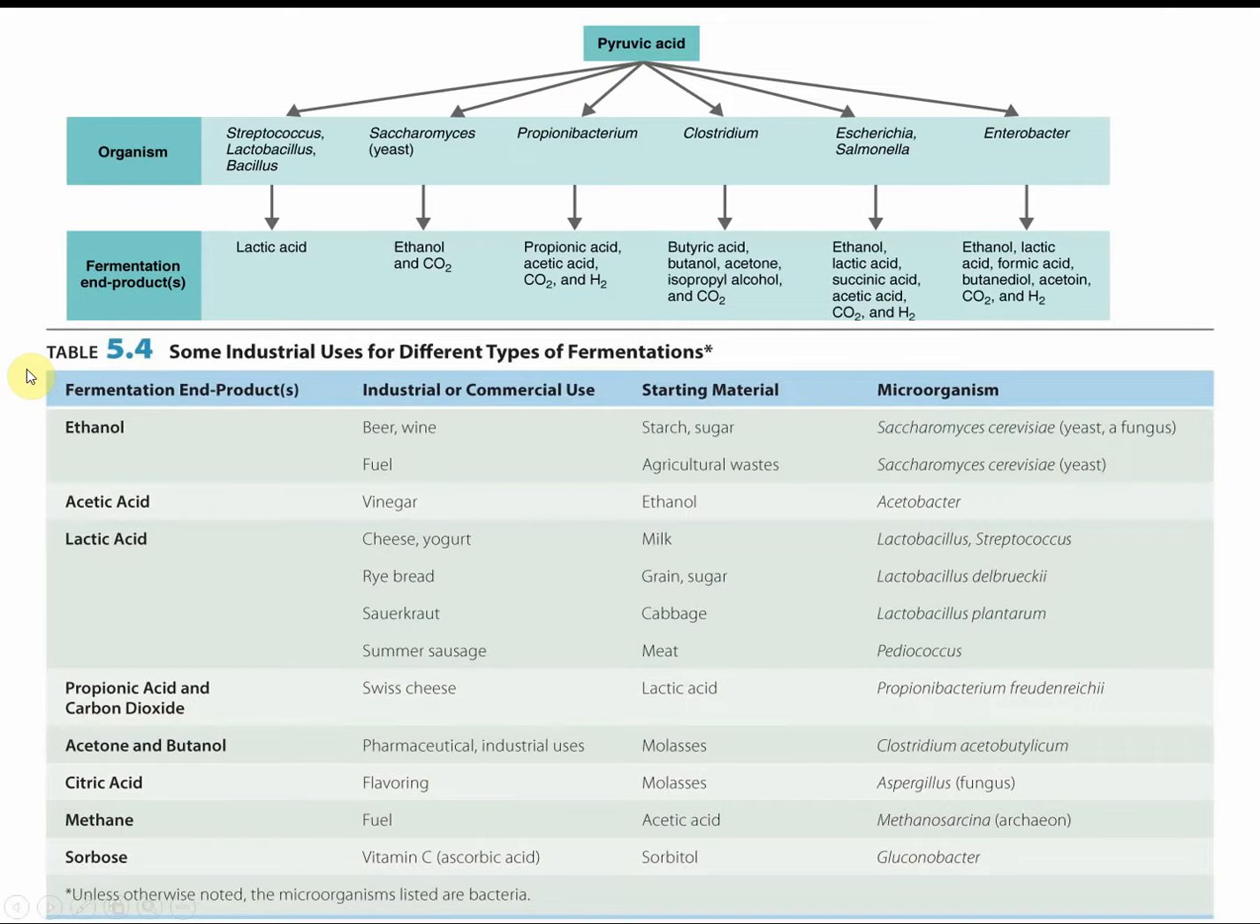This table is just showing some industrial uses for different types of fermentation. Ethanol fermentation, we use to make beer and wine, and it's carried out by Saccharomyces cerevisiae. We mentioned cerveza means beer. So this is a sugar-digesting yeast that makes beer. Lactic acid fermentation is used for cheese, yogurt, bread, and sauerkraut. This is what gives plain yogurt that acidic, sour taste. And there are some other pharmaceutical and industrial uses: flavorings, fuels, and vitamins.